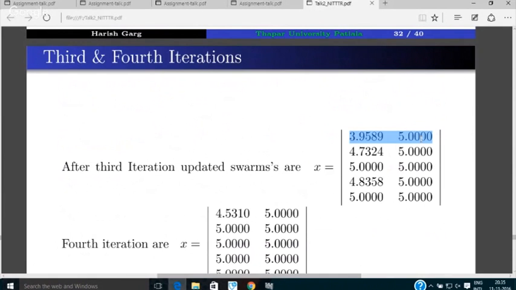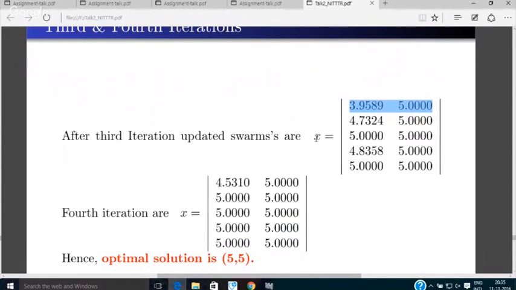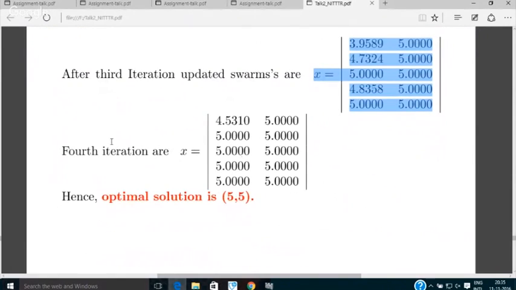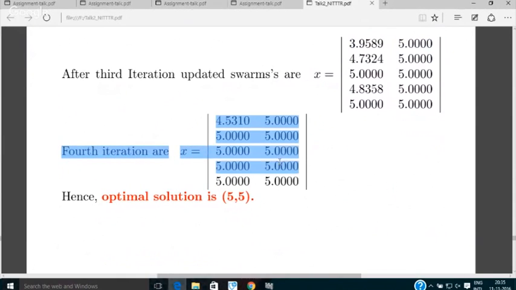Similarly, now this is your x. Now find the fitness value again. Among the 5 values, find the global value again. If you find a better value than the previous, replace it, otherwise not. Then find the individual element-wise values and compare the fitness values. If it is again better, update the p best value with the new one, otherwise not. After that, you will get the fourth equation, this one.